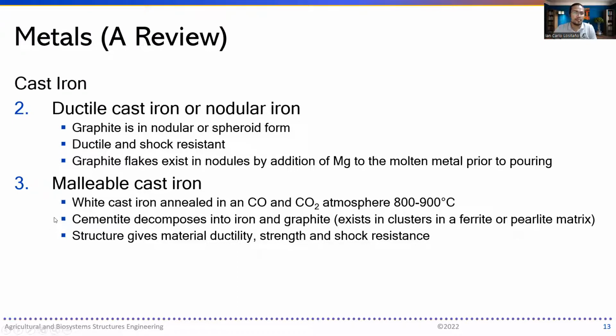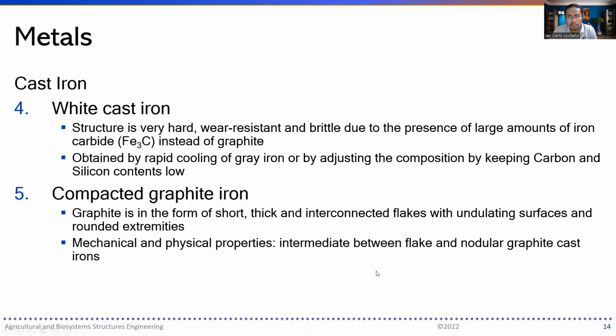Malleable cast iron is white cast iron annealed in carbon monoxide and carbon dioxide at a temperature of 800 to 900 degrees Celsius. Cementite then decomposes into iron and graphite and exists in clusters in a ferrite or pearlite matrix. So again, cast iron has your ledeburite, pearlite, and cementite phases. Okay, this structure gives the material ductility, strength, and shock resistance.